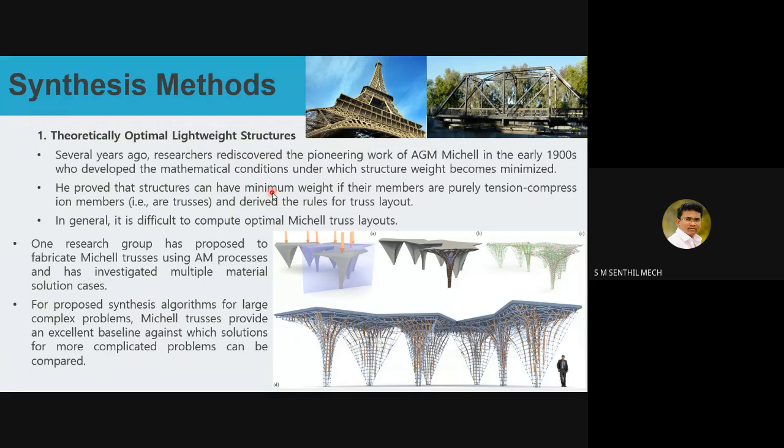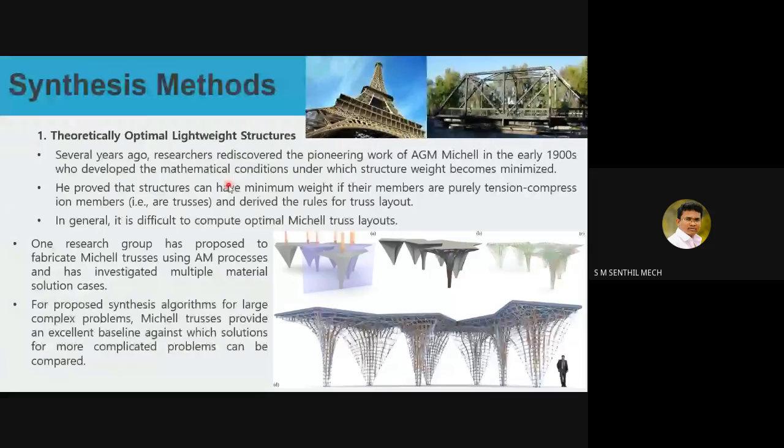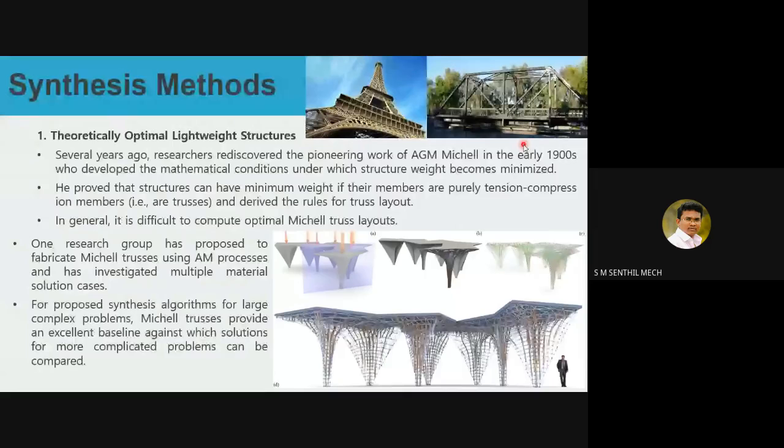This came into place in the 1970s. There was a man called Mitchell who proved that structures can have minimum weight if their members are purely tension and compression members, and this drives the rules of the process. That is, they can either be pulled or compressed. This is the principle of trusses. This Mitchell truss layout is now becoming very popular.